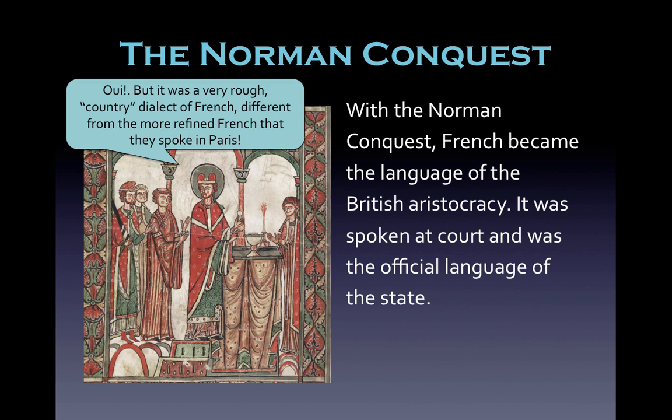So it should be no surprise then to learn that with the Norman conquest, French became the language of the aristocracy. It was a rough country dialect of French, not the fancy stuff they spoke in Paris, but it was definitely French. And it was the official language of the British royal court and the official language of the British state.